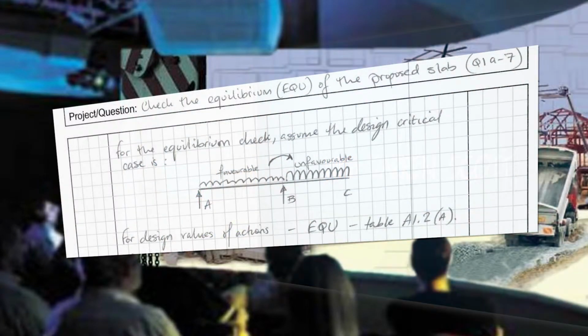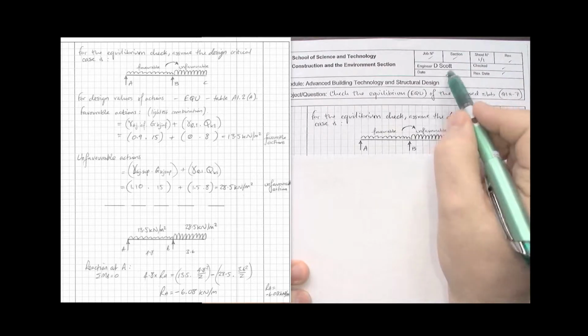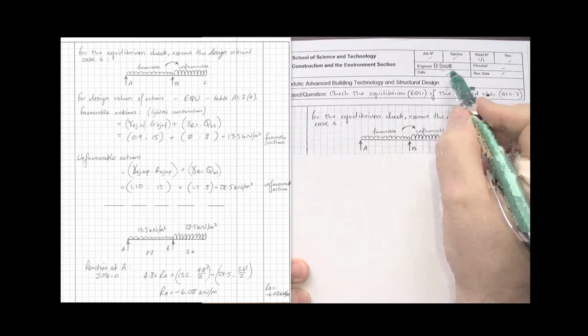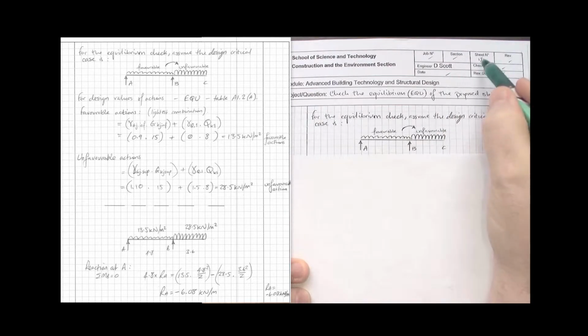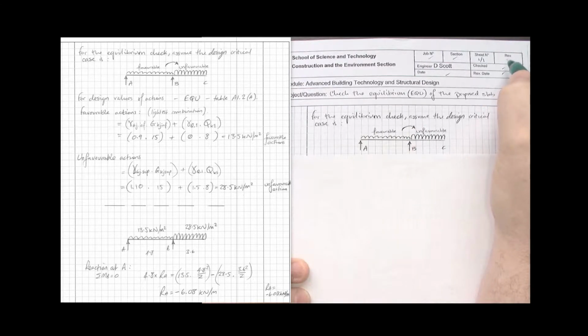Check the equilibrium (EQU) of the proposed slab. So I have this question already written out. So again, fill in the top. It's by Darren Scott. There's only one sheet, so I've got sheet 1 of 1. There's no revisions. If there were ever any changes to this calculation sheet, you would change it from revision A to revision B, etc.